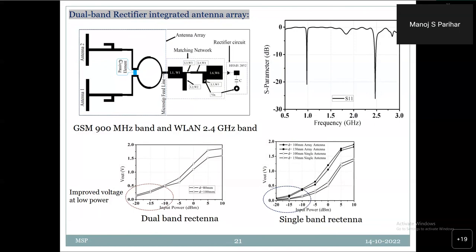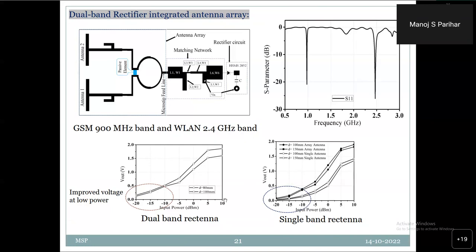2.4 GHz. So we have combined energy from two different frequency bands by using the power combiner. You can see this is the response of this antenna, where we have a dual band rectifier antenna in the array. If you compare this with the earlier case, where we have an array of two antennas at the same frequency, here we have an array of antennas at two different frequencies.